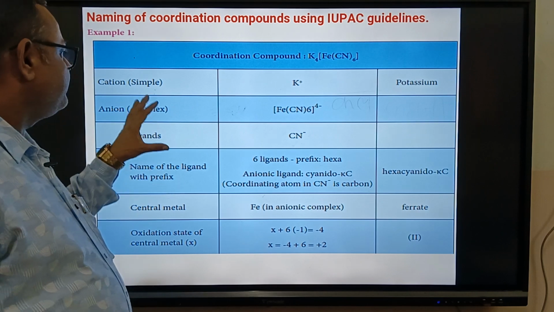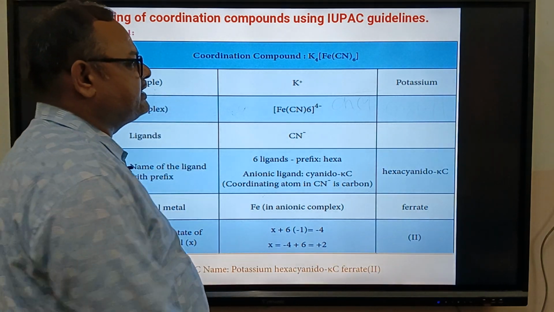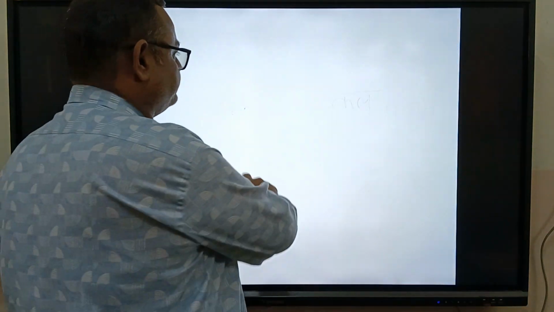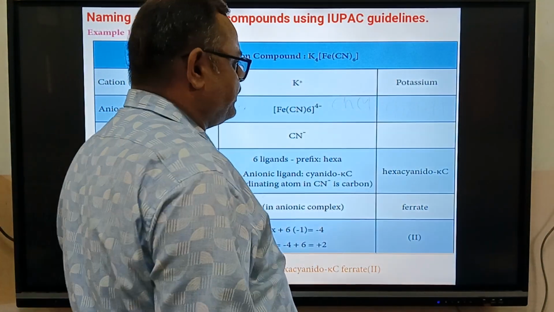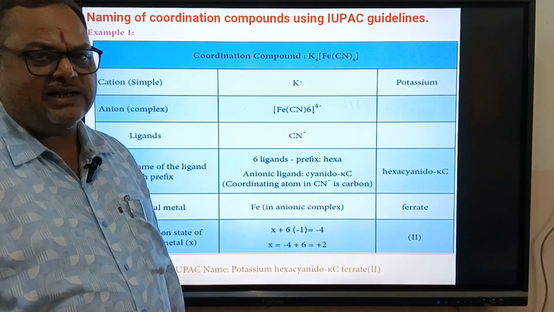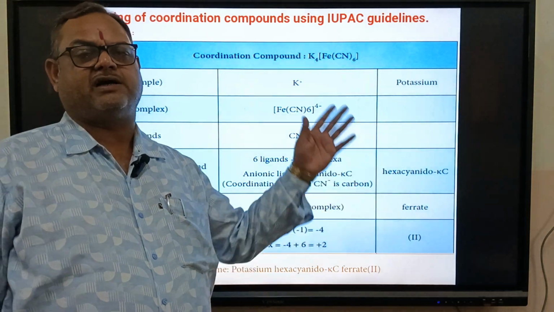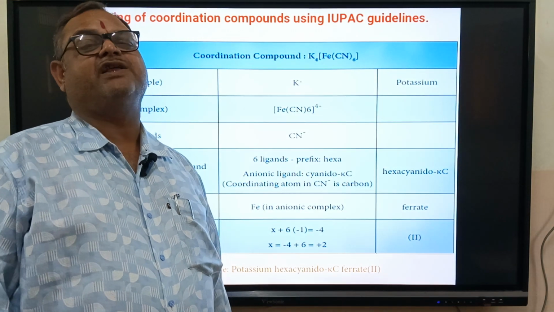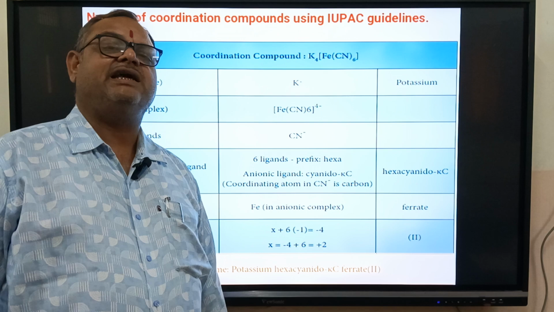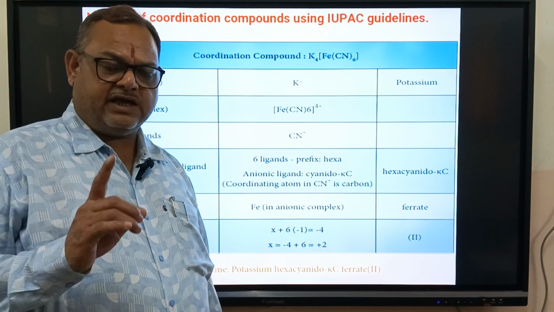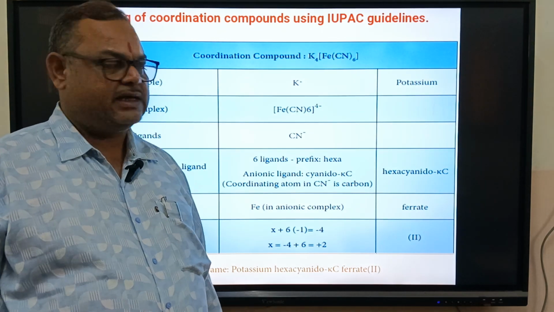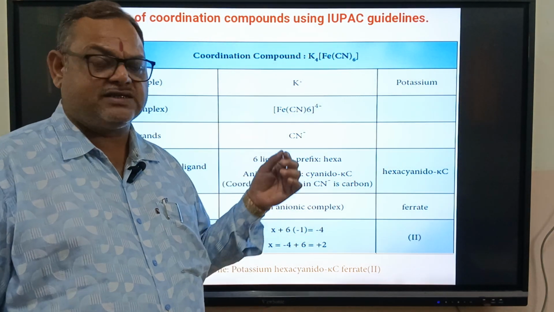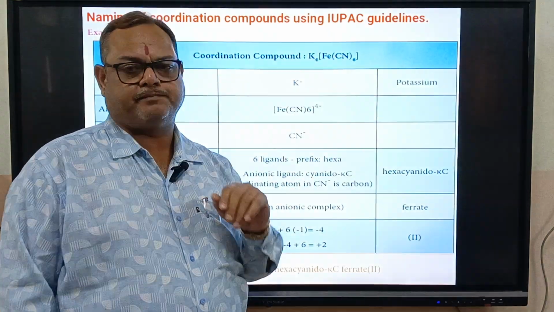Now see, we have a complex written here, K4[Fe(CN)6]. So while writing the name, we will write the name of the cation first, which is potassium. Remember, the name of the cation does not contain any numerical prefix if it is not a complex ion, and this is a simple ion.